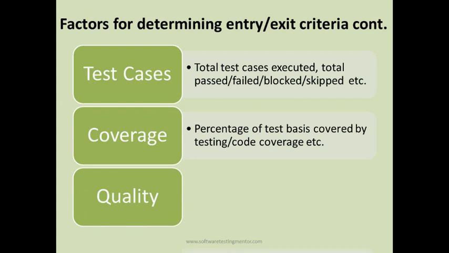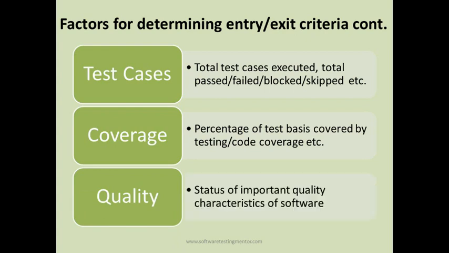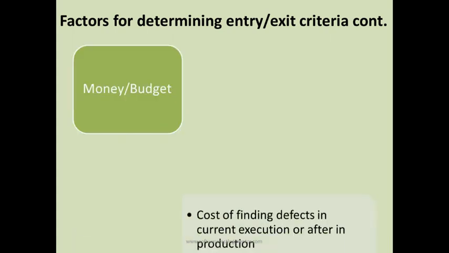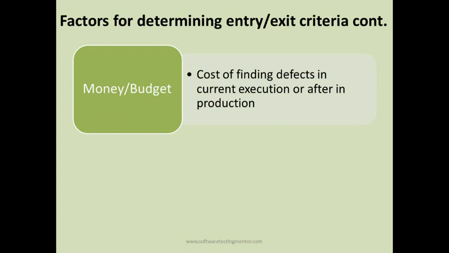Then the quality is another factor. So the status of important quality characteristics of software. For example, you have a set of 5 quality characteristics that you have defined in the plan. If those quality characteristics are being met, then you will exit the test phase. If those are not met, then you cannot exit that phase and enter into another phase. Then money and budget. So the cost of finding defects in current execution or after in production. That's another exit criteria that has to be taken into account.